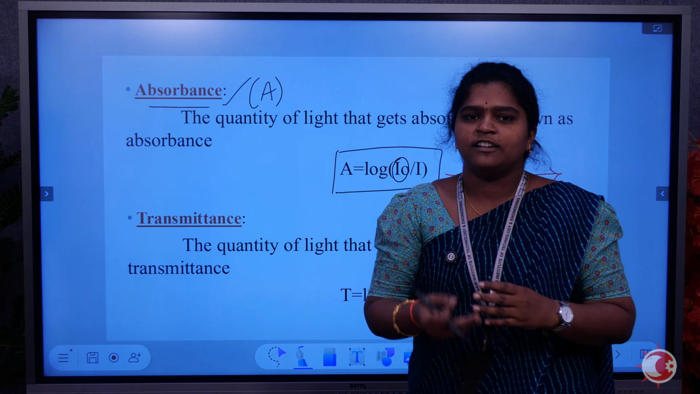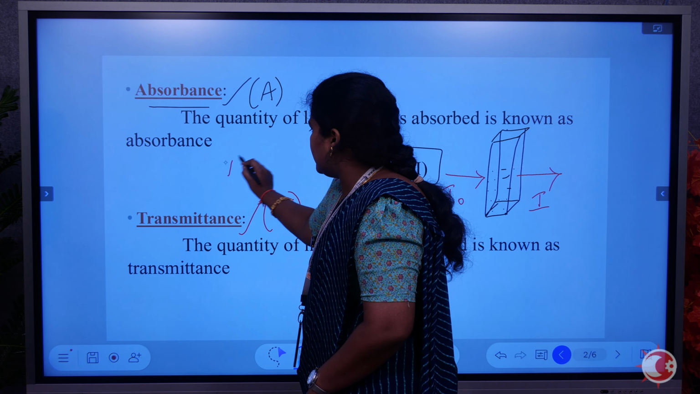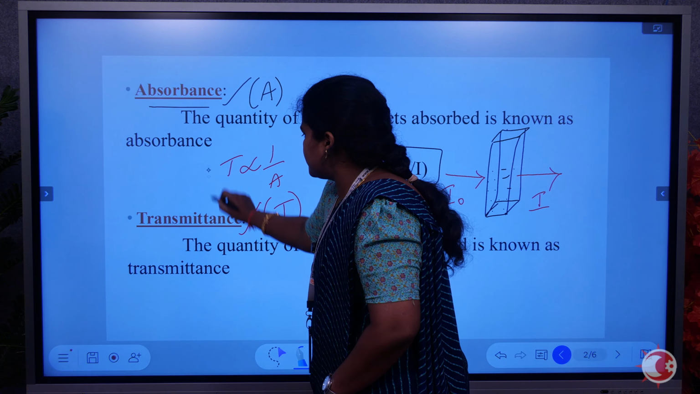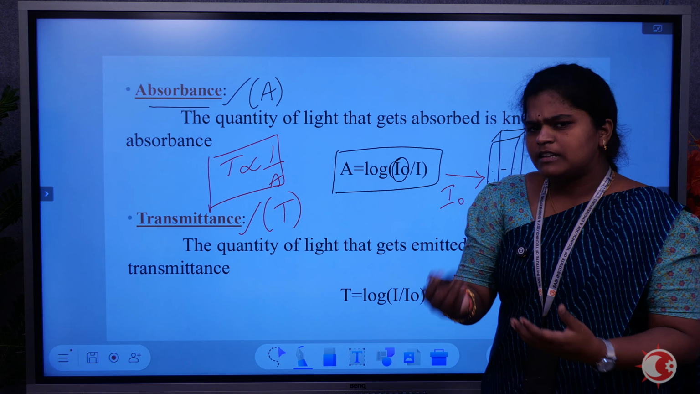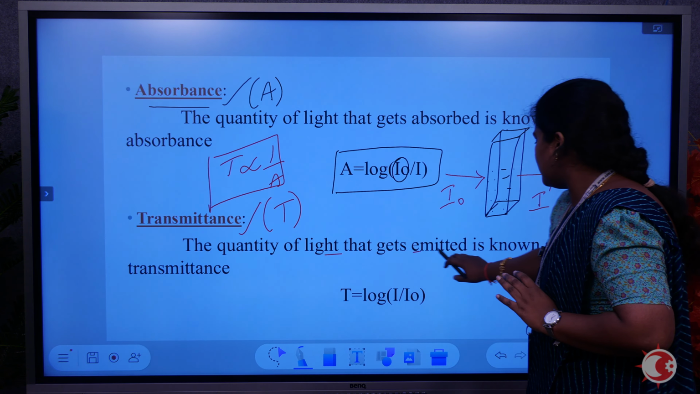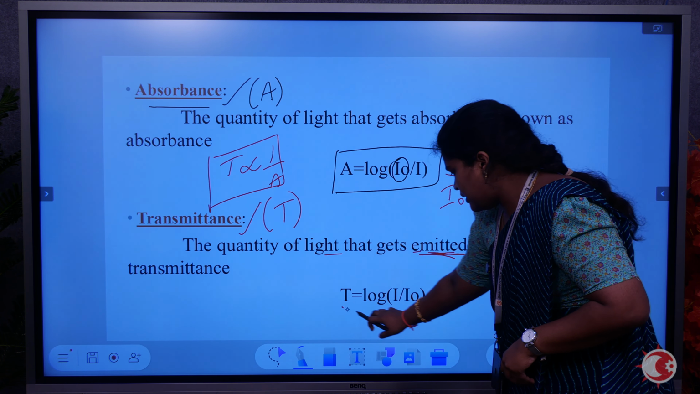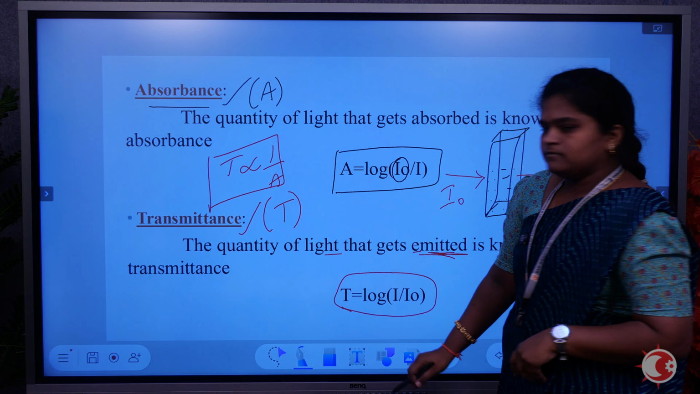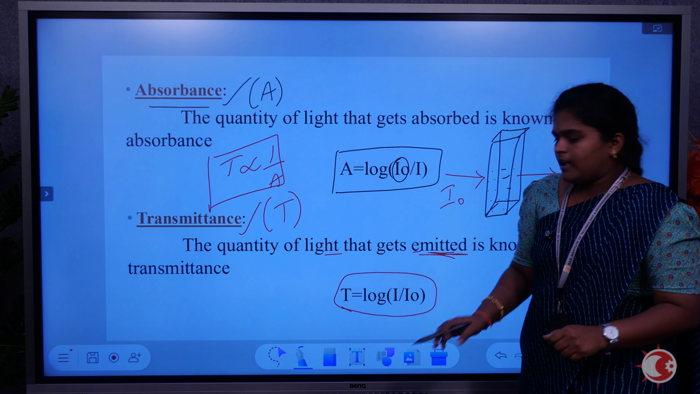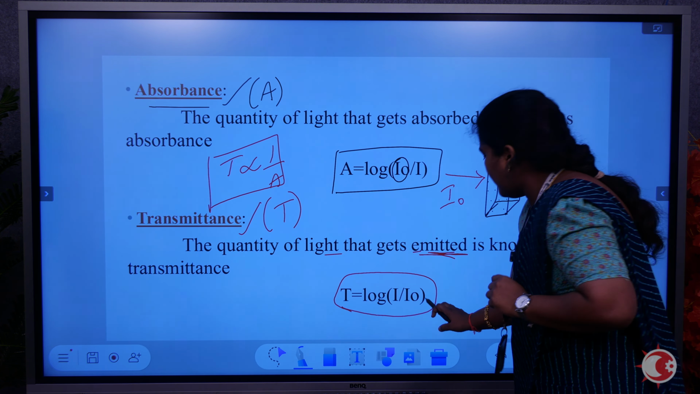Next, let us talk about transmittance. Transmittance is inversely proportional to absorbance. Transmittance can be represented as capital T. Transmittance is nothing but the amount of light that is being emitted by the sample. The quantity of light that gets emitted is known as transmittance. The formula for transmittance is T is equal to log of I by I naught, simply the reverse of I naught by I, where I is the intensity of transmitted radiation and I naught is the intensity of incident radiation. So this is about absorbance and transmittance.